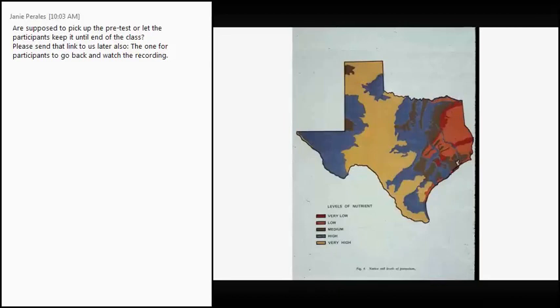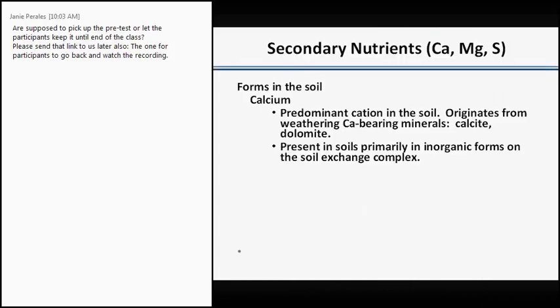So that takes care of potassium. Now we'll move to the other macronutrients that we consider to be secondary macronutrients. This would be calcium, magnesium, and sulfur.